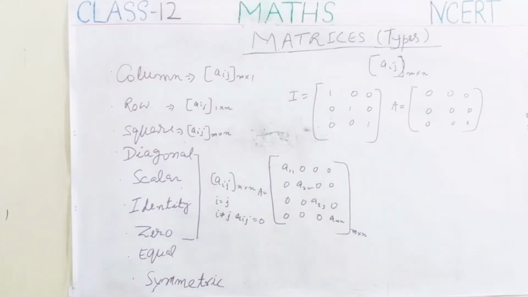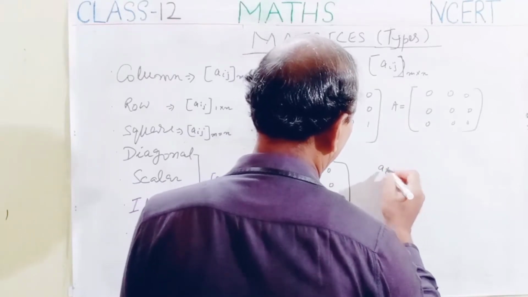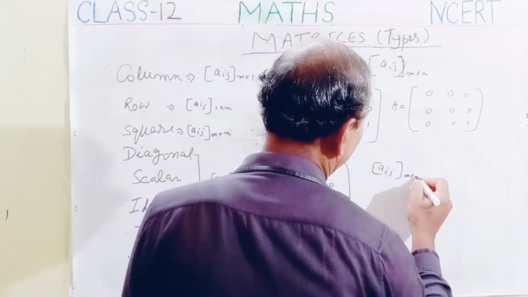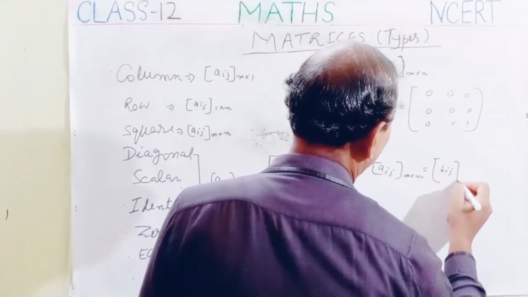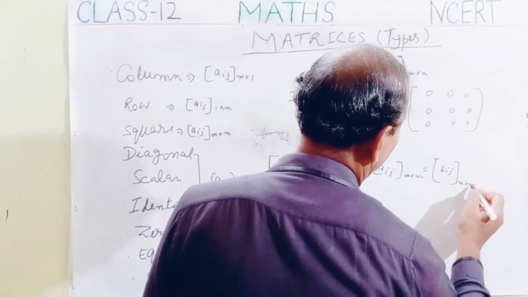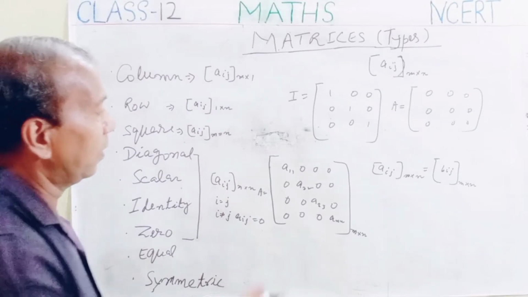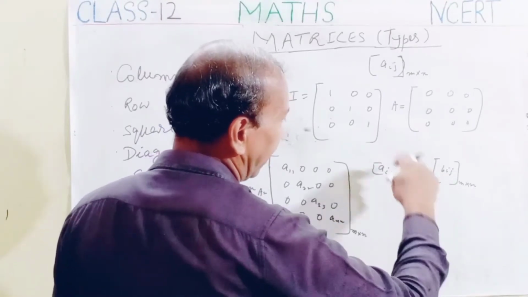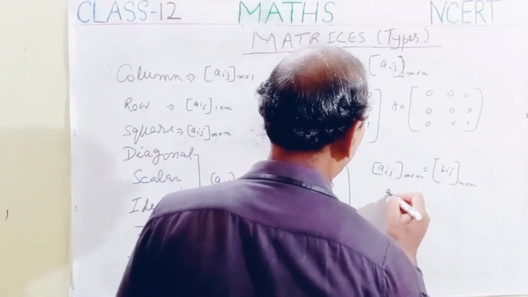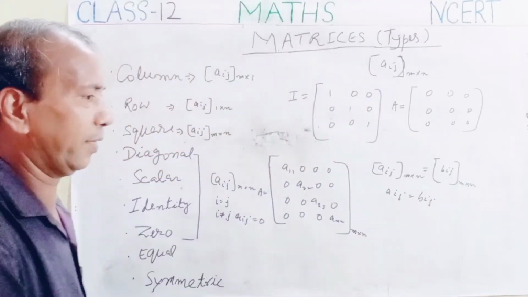Now next we come to the equal matrix. In the equal matrix, let's suppose two matrices are there, Aij, which is m cross n, and this is equal to Bij, which is also m cross n. So in this case, the equal matrix is that whatever the value of Aij, that must be equal to Bij. So this is for the equal matrix.